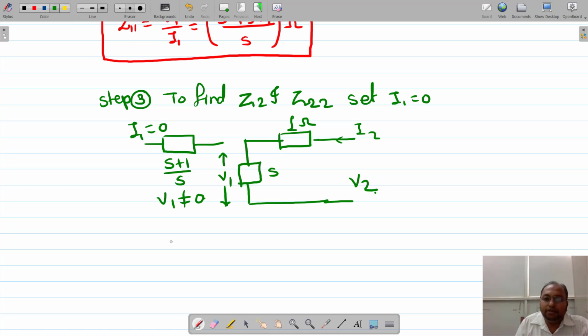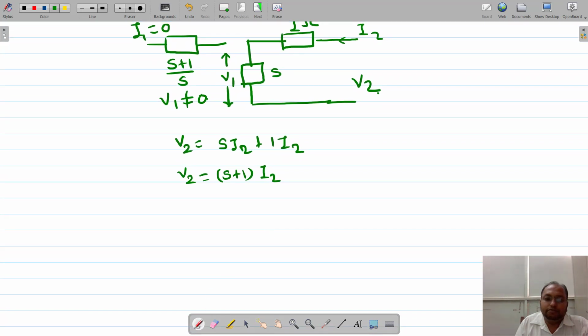So let us apply KVL. V2 is equal to S I2 plus 1 I2. Let us take common, so S plus 1 times I2. Therefore V2 divided by I2, if I take I2 to the left hand side, it will be divided to V2, and this is nothing but giving you the value of Z22.